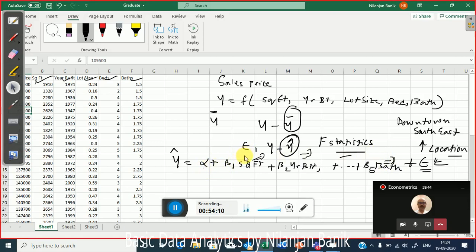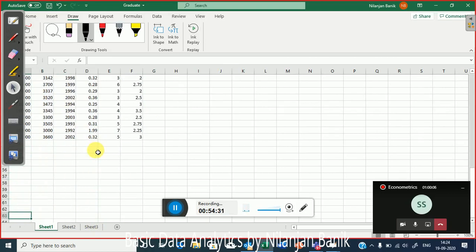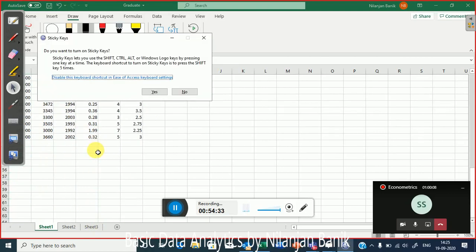So y hat is the estimated value that you told. No, not y hat, alpha. Y hat is the estimated value. Y bar is the mean value. Mean value. So here what will the mean value be? If I go into this, we'll add all the y's and divide by 51.